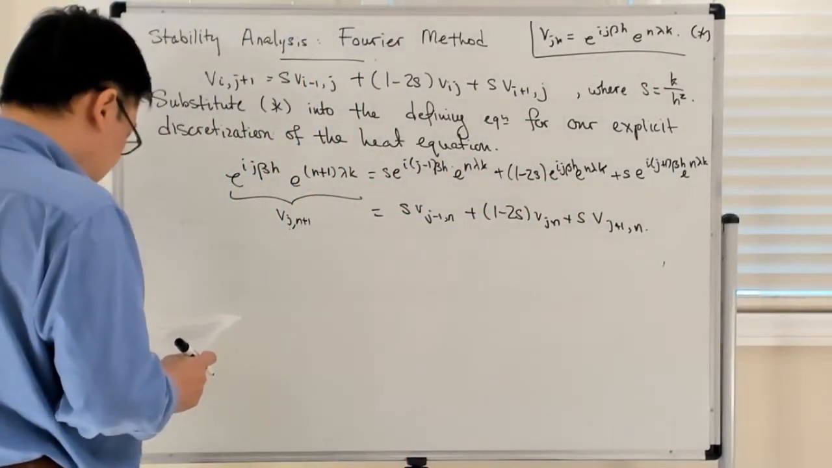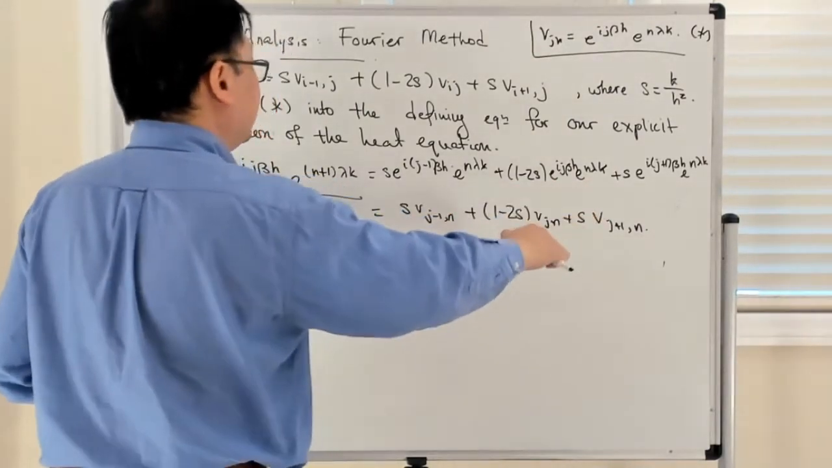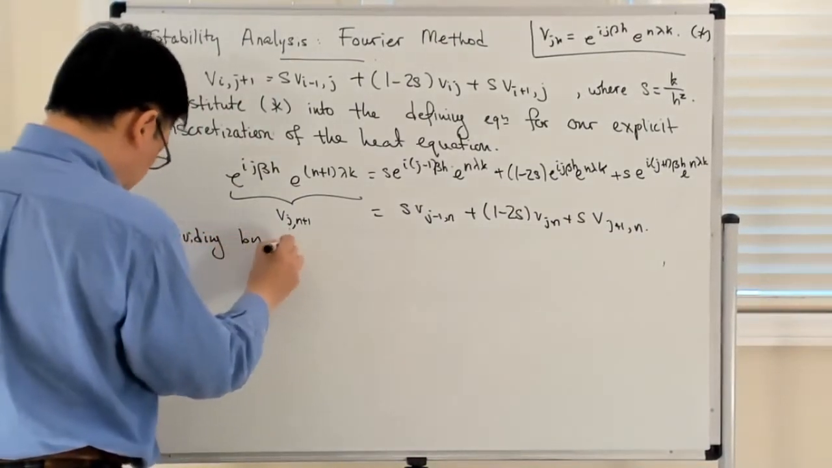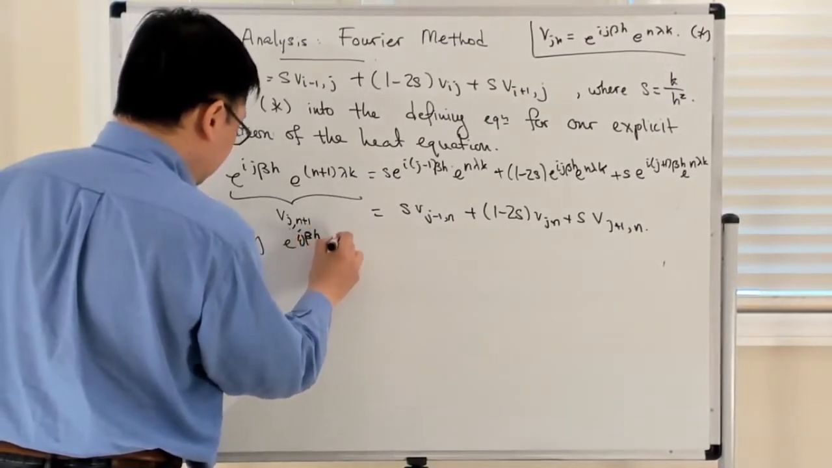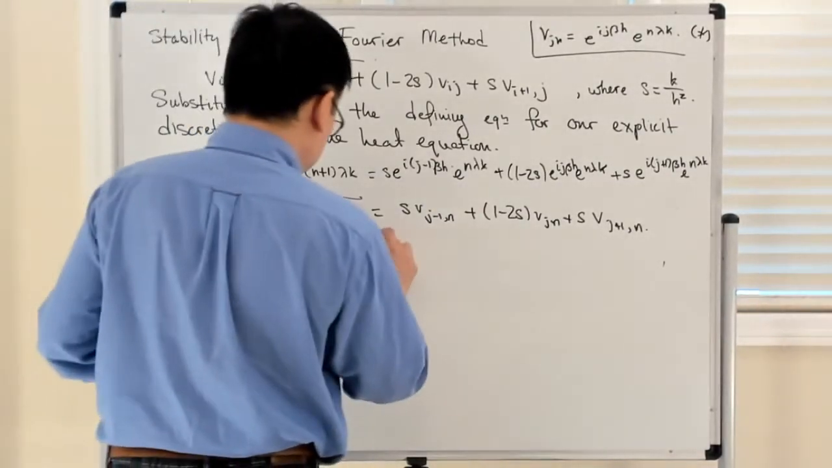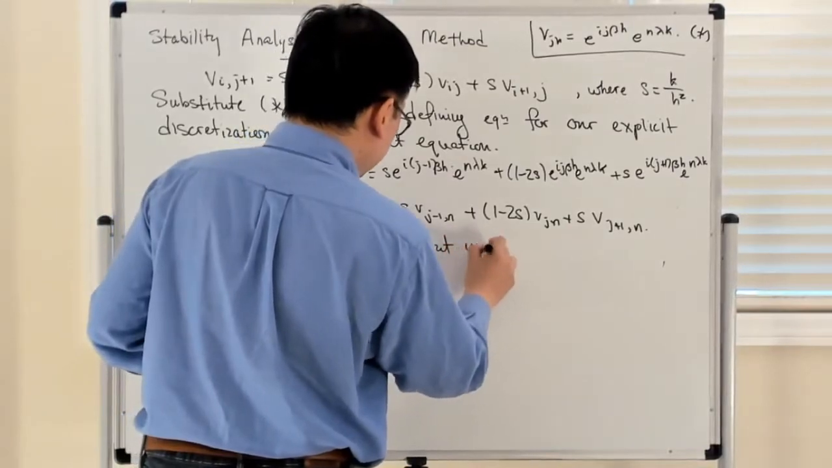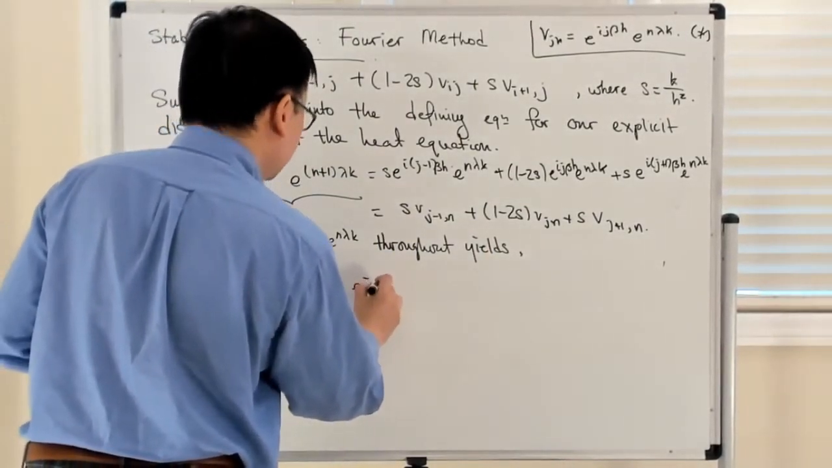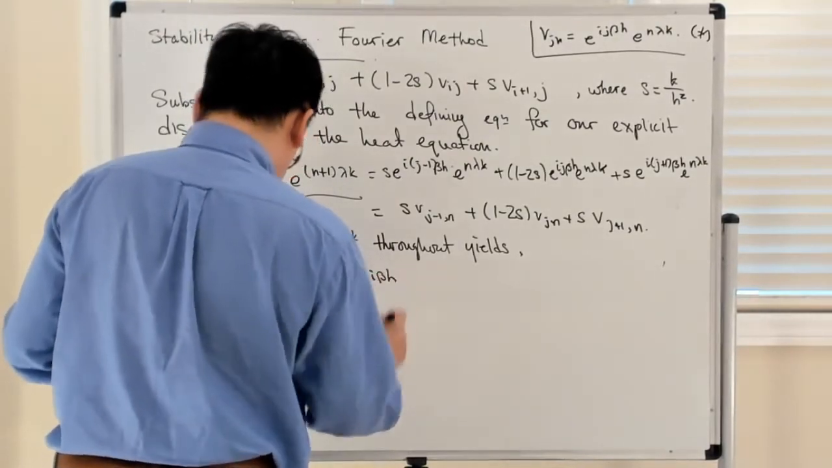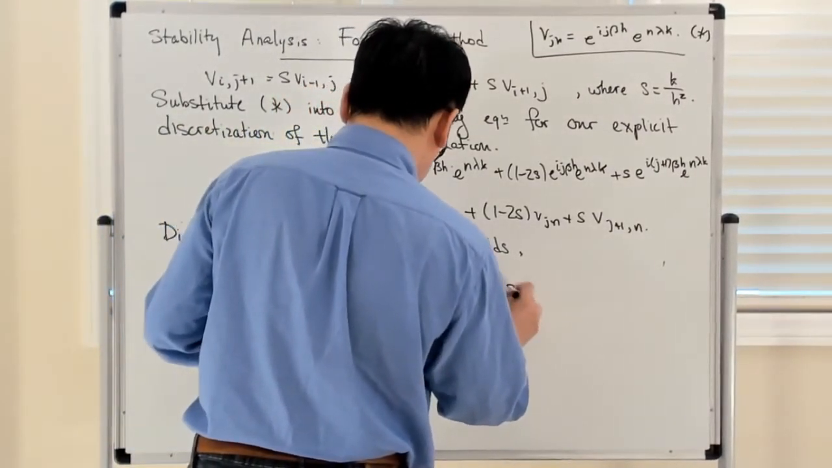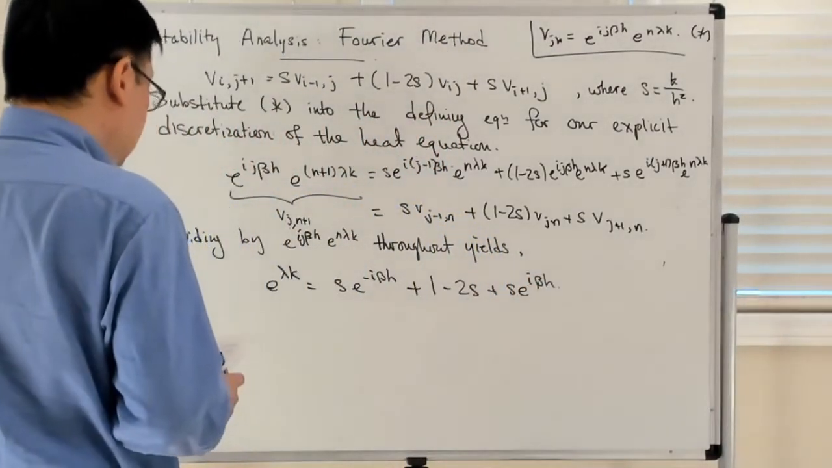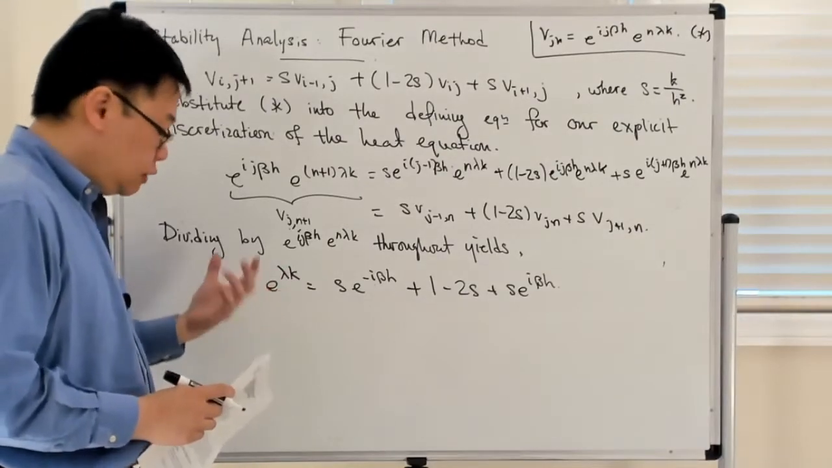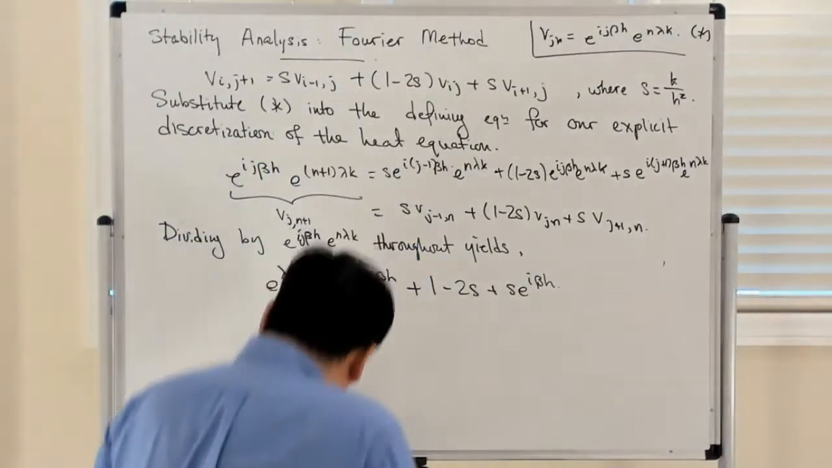Once you do that, you can basically divide throughout by this factor and see what happens. So dividing by e^(iβjh) e^(λnk) throughout yields the following. You get e^(λk) is equal to s e^(-iβh) plus 1 minus 2s plus s e^(iβh). Recall what we're aiming for is to see what happens to this e^(λk) term, in particular whether the norm is greater than or less than 1. So now we have an expression for what we're looking for, which is good.